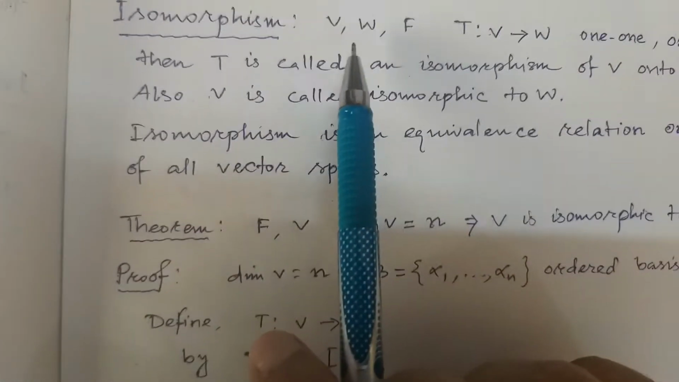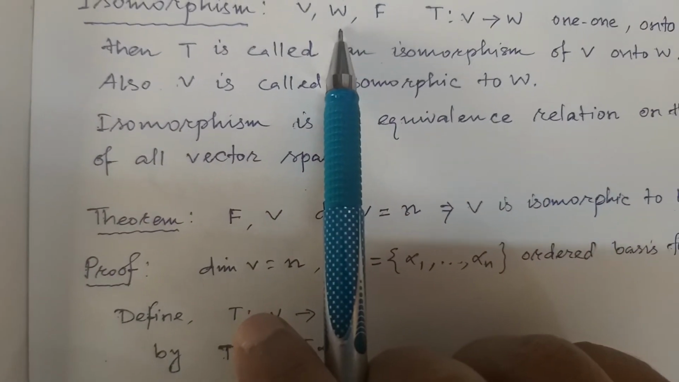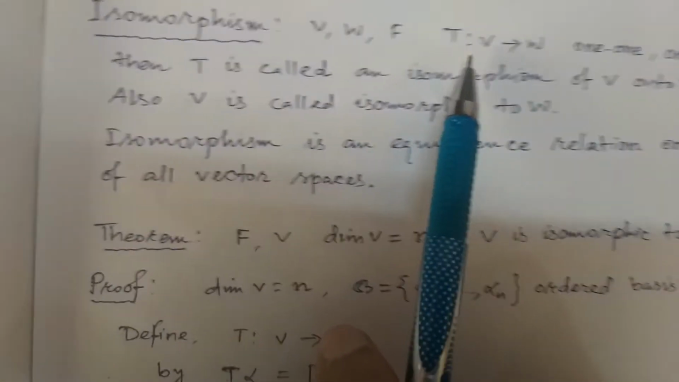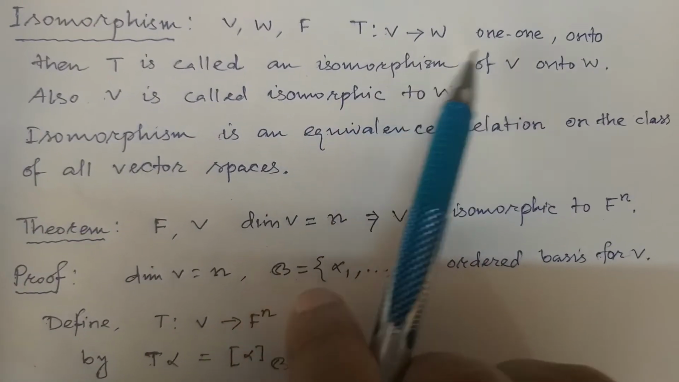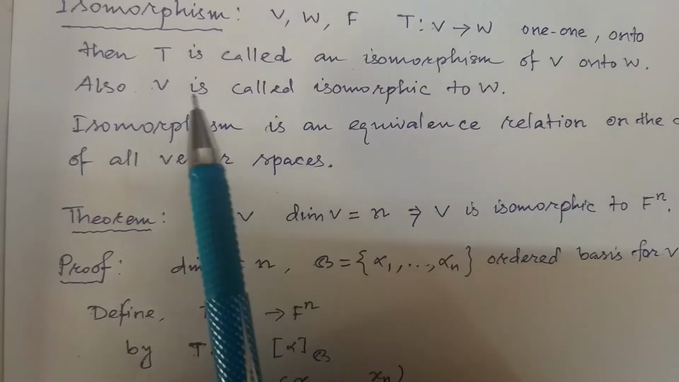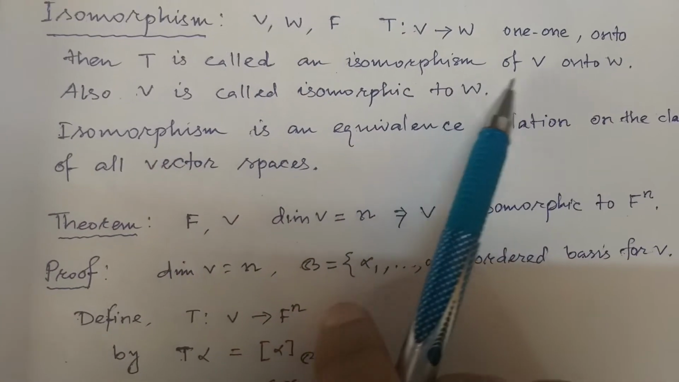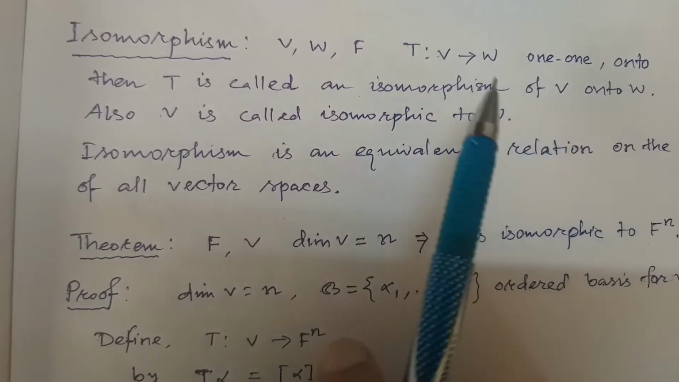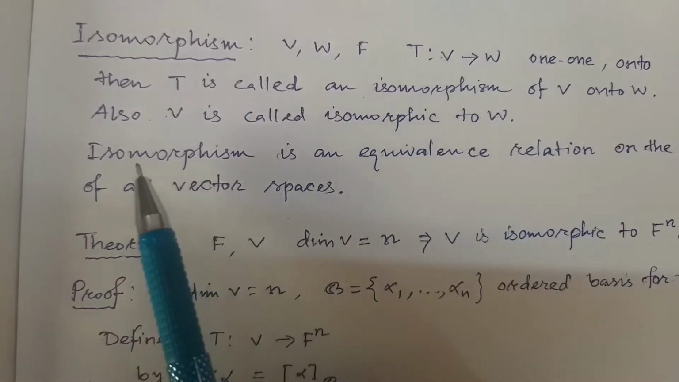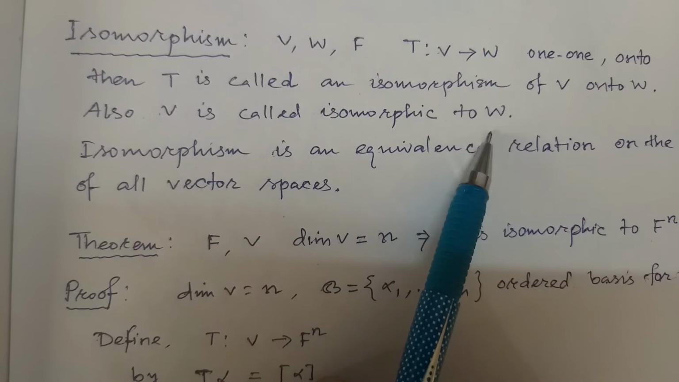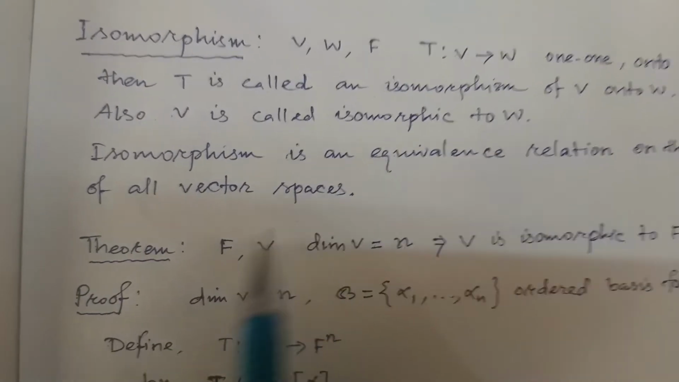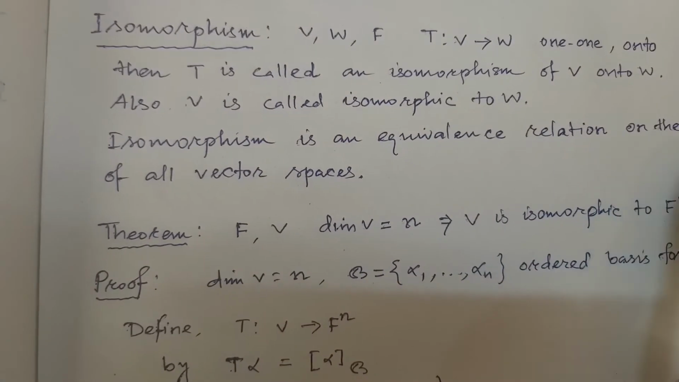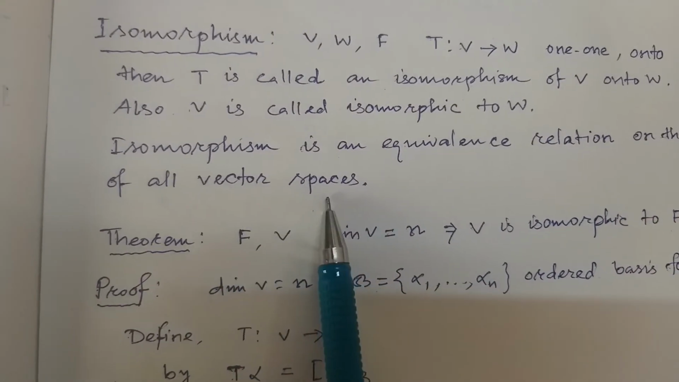So we define this. Let V and W be two vector spaces over the field F. Let T be a linear transformation from V to W. If it is 1-1 and onto, then T is called an isomorphism of V onto W. When such happens, V is called isomorphic to W. Now this isomorphism is an equivalence relation on the class of all vector spaces.